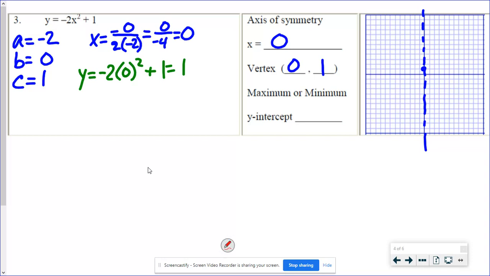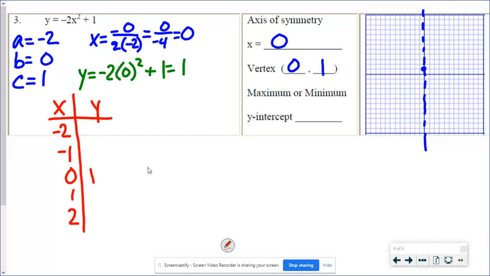Now, when I make my table, again, that vertex goes in the middle. So I would have 0, 1 right here. I would want negative 1 and negative 2, then positive 1 and positive 2. When I substitute these in, again, please use parentheses. I'll have negative 2 times negative 2 squared plus 1. Negative 2 squared is positive 4. 4 times the negative 2 is negative 8. Negative 8 plus 1 is going to be negative 7.